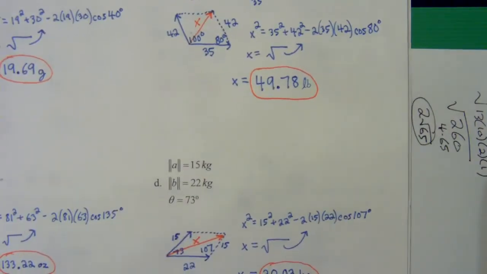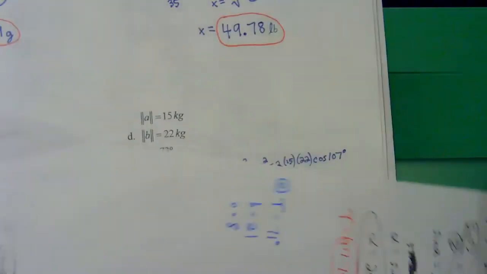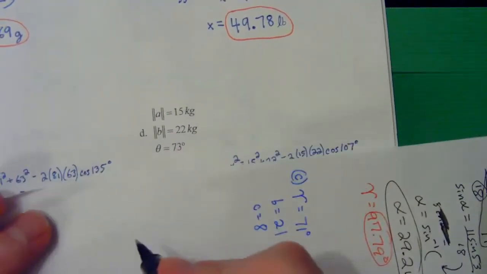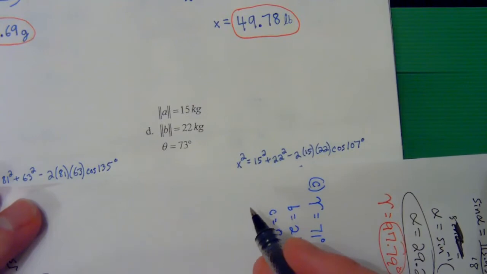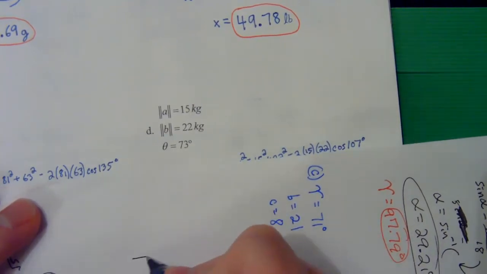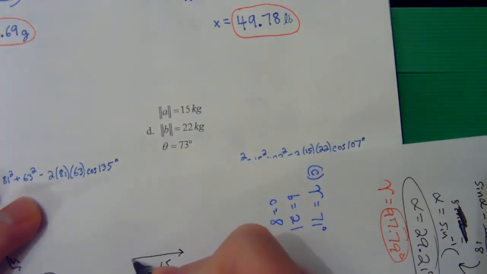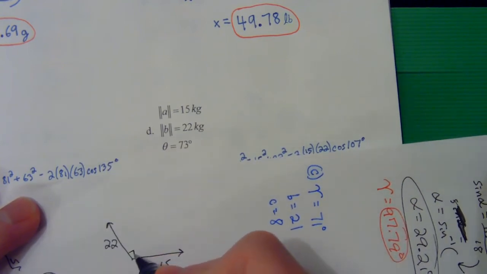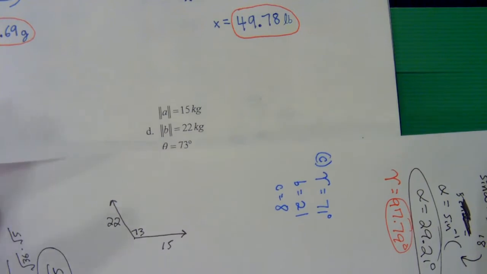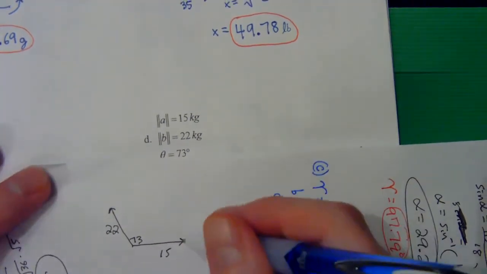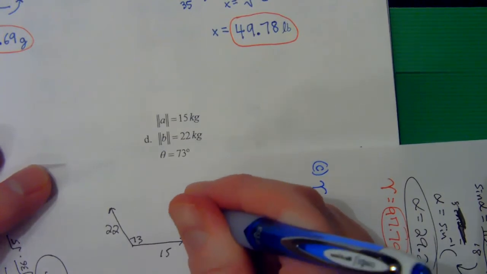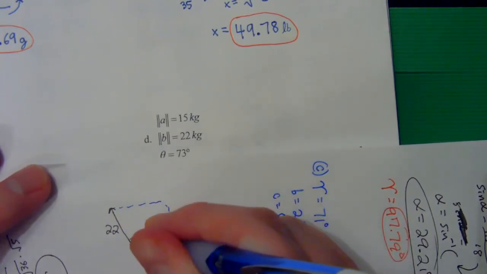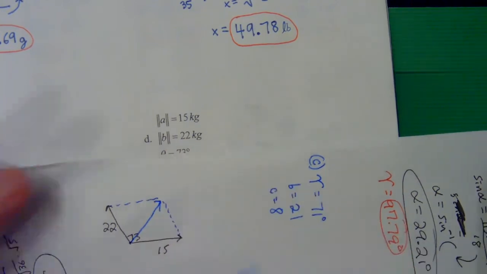If I jump down and do letter D, it gives us another two vectors, and it says the angle between the two vectors is 73 degrees. So one vector is 15, the other vector is 22. It doesn't matter if you switch those around at all, and the angle between is 73 degrees. That's not drawn to scale, I could have drawn it a little more acute. To find the resultant vector, I'm going to draw another parallelogram, and I want my vector to be that one right there.